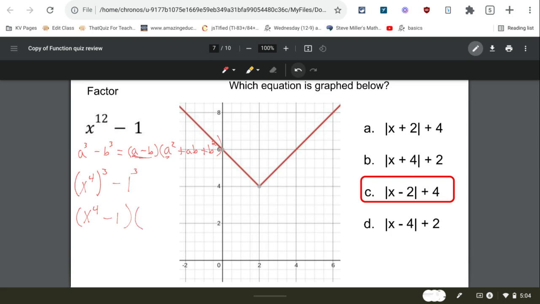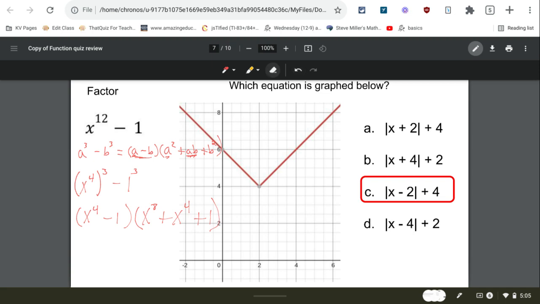And then it's going to be a squared, which is going to be x to the 8th, because you're taking x to the 4th and you're squaring that. And then ab, that's going to be x to the 4th times 1. So that's just x to the 4th. And then b squared, that's just equal to 1. That part's easy.